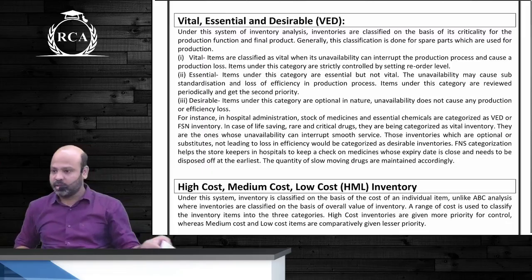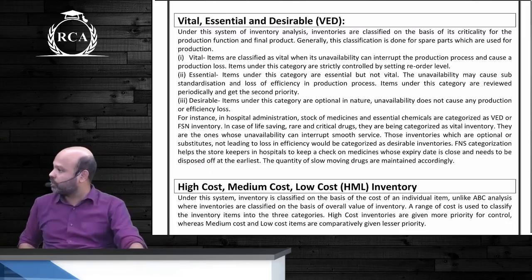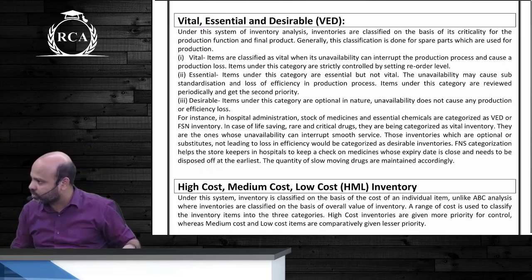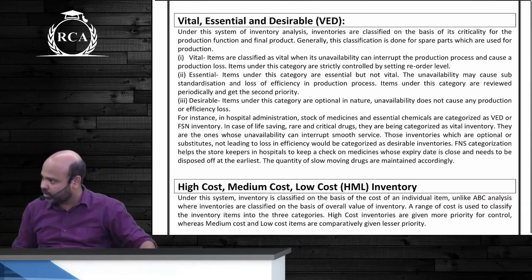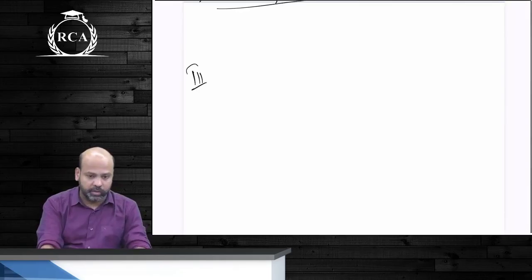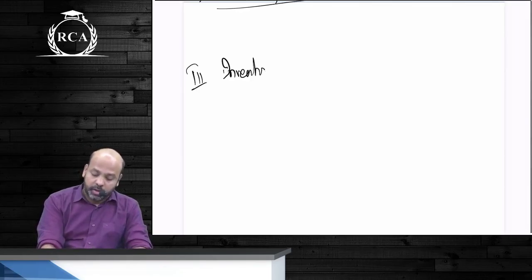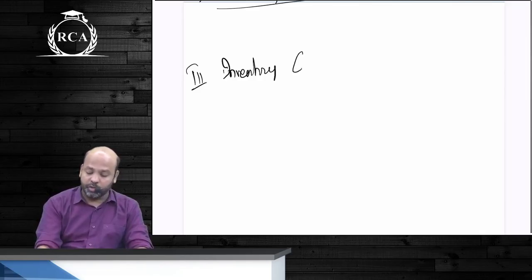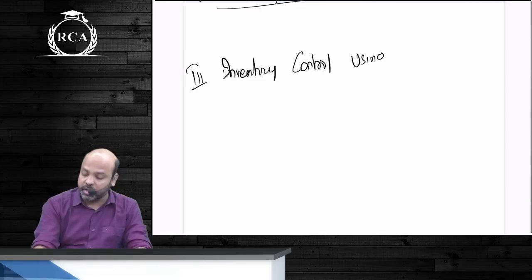Understood? This is the second classification guys, that is on the basis of relative classification. Is that clear? Yes or no? Got a third classification, I'll finish off that also, that is inventory control using ratio analysis. The name itself says beta that you will have to compute a few ratios for the purpose of exercising control over the inventories.